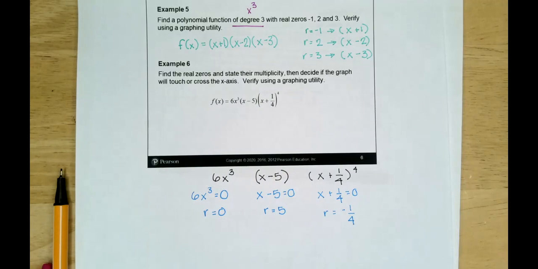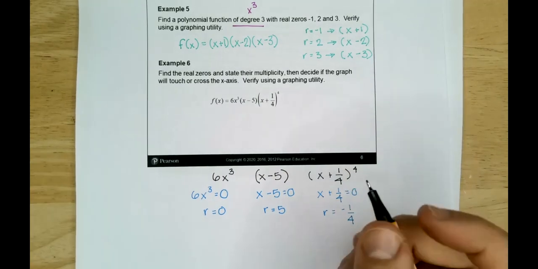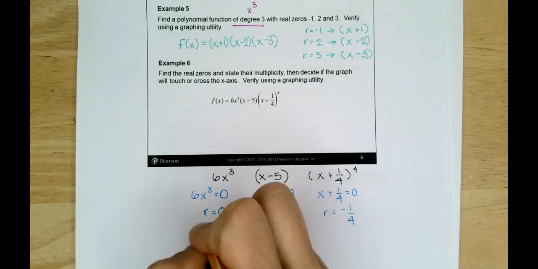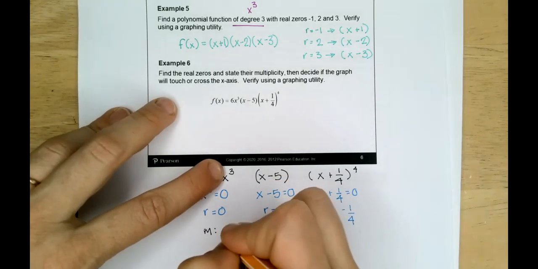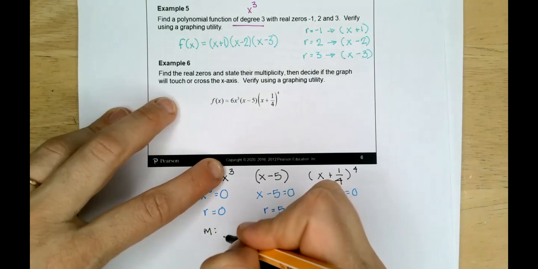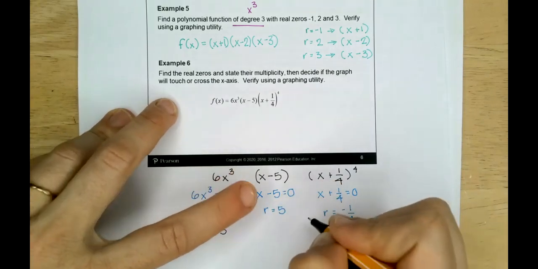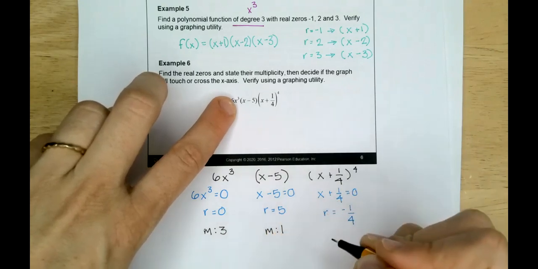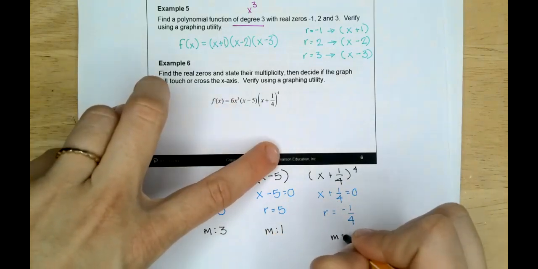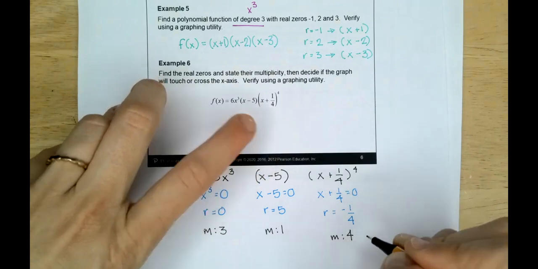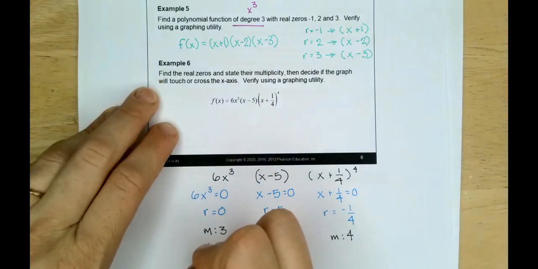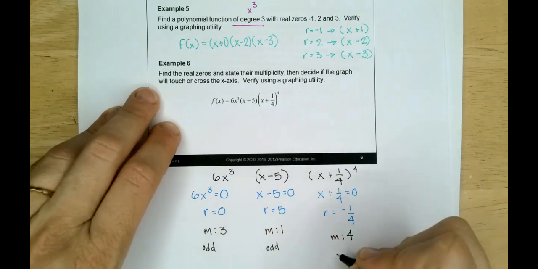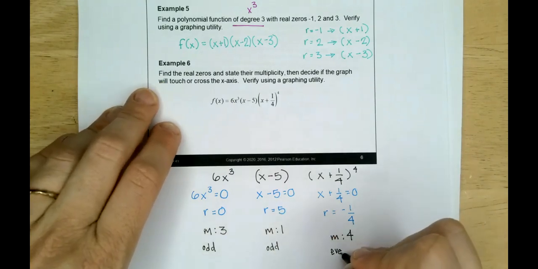What are my multiplicities? The multiplicity of this one is 3. The multiplicity of this one is 1. And the multiplicity of this one is 4. 3 is an odd number. 1 is an odd number. 4 is an even number.